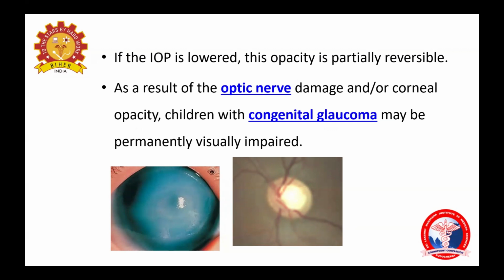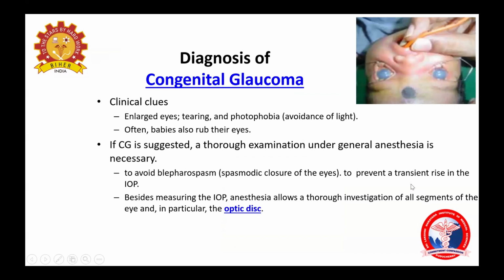As a result of optic nerve damage, along with corneal opacity, children with congenital glaucoma, unless picked up and treated early, will be left with permanent visual impairment. You see, this is what the opaque cornea looks like in a patient with buphthalmos. This, of course, is the characteristic optic nerve damage that has happened in congenital glaucoma.